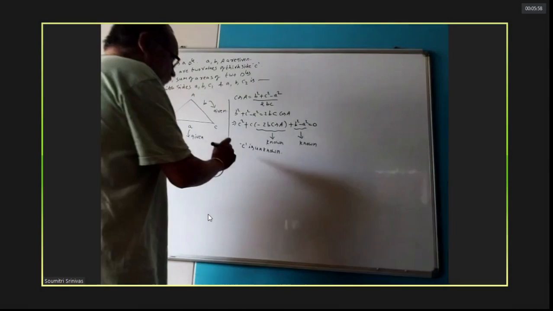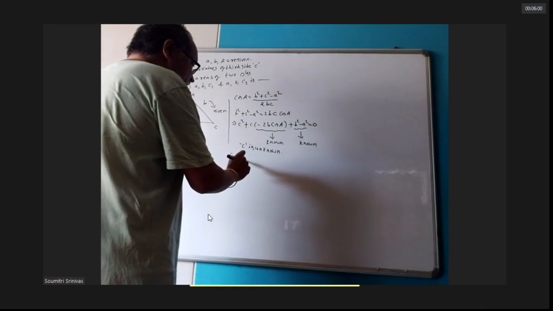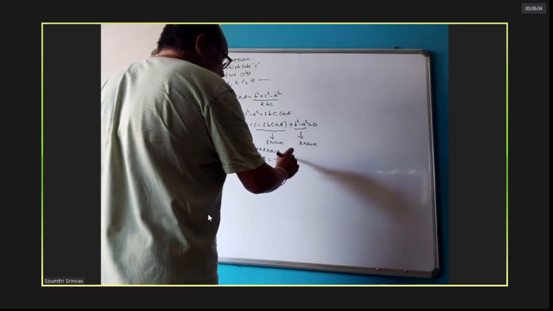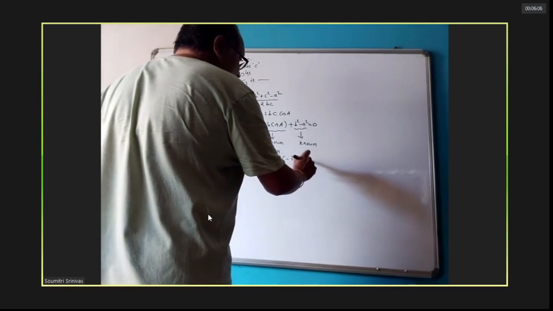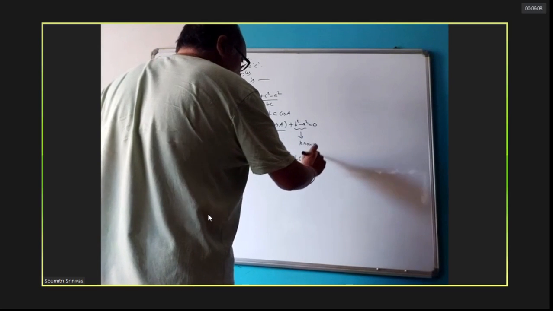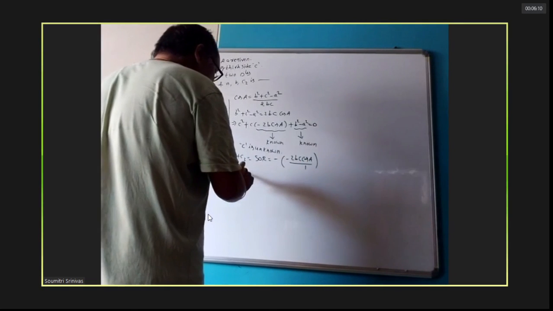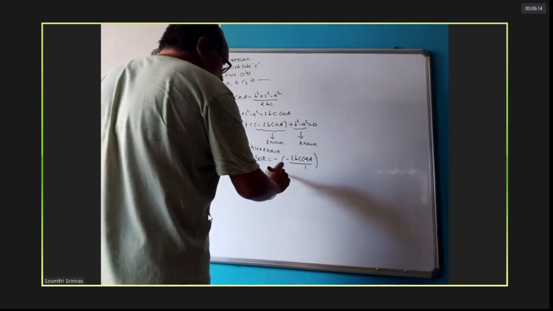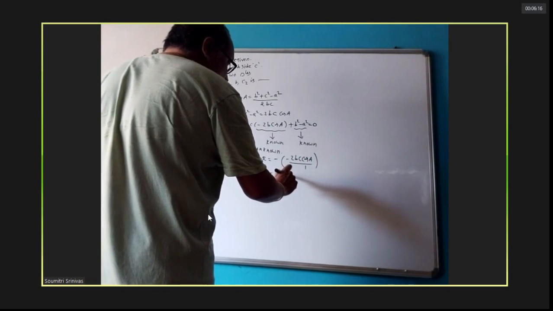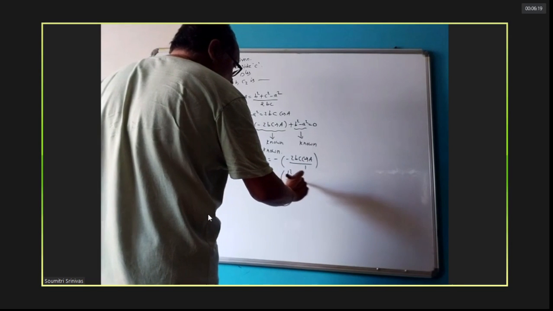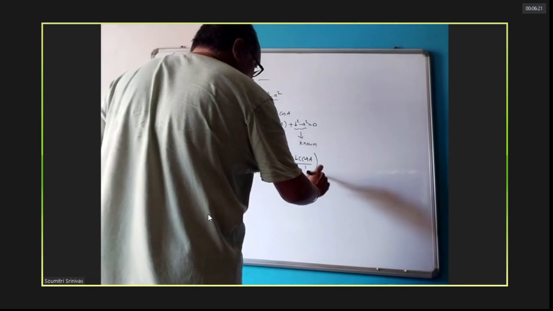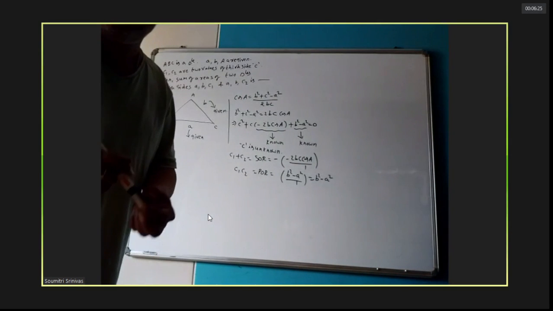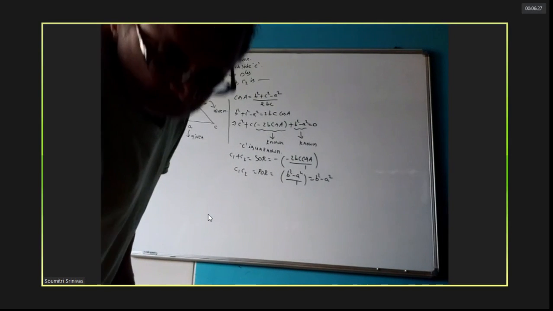C1 and C2. What is C1 plus C2? Sum of roots is minus of minus 2b cos A by 1. What is C1 C2? Product of roots is (b square minus a square) by 1. Come on, complete the problem now. Find the sum of the triangle areas.